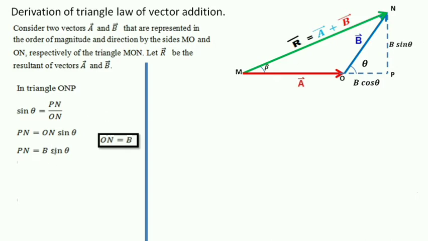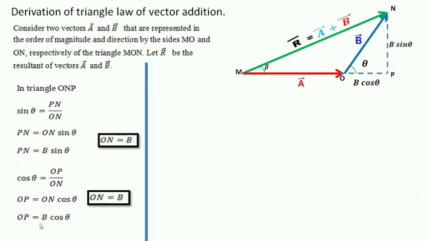Out here we are using magnitudes only, so I'm not writing b cap. Similarly, cos theta is OP by ON. I want to find this length, so OP is equal to ON cos theta. Again ON is b, so OP is b cos theta. So I've already written the values out here, b cos theta and b sin theta. Now we'll find the magnitude of this resultant vector. We'll use Pythagoras theorem in this triangle M and P.